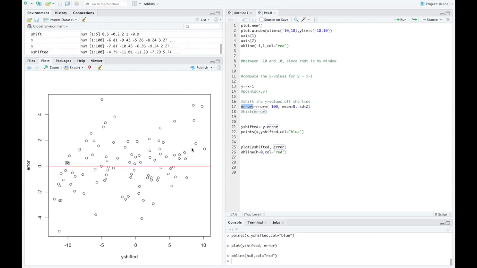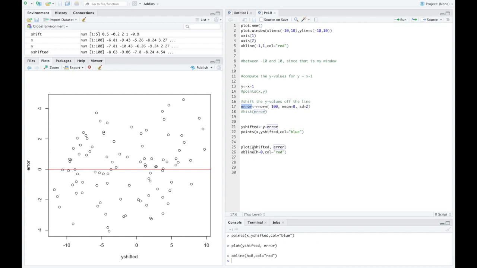So this is what I'll call an error plot, and later on I'll call it a residual plot. All it's doing is looking at the actual shifted values, the values that are shifted off that line, and then looking at how much they were shifted off that line, in our case, x minus 1. So that's what this error plot, or residual plot later on, will be.